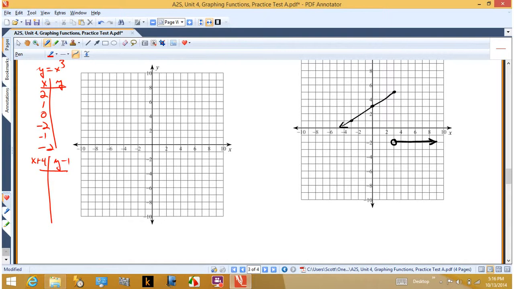So 2 plus 4 is 6. Wait a second, I didn't fill out my y values. 2 cubed is 8, 1 cubed is 1, 0, negative 2 cubed is negative 8. Negative 1 cubed is a negative 1.